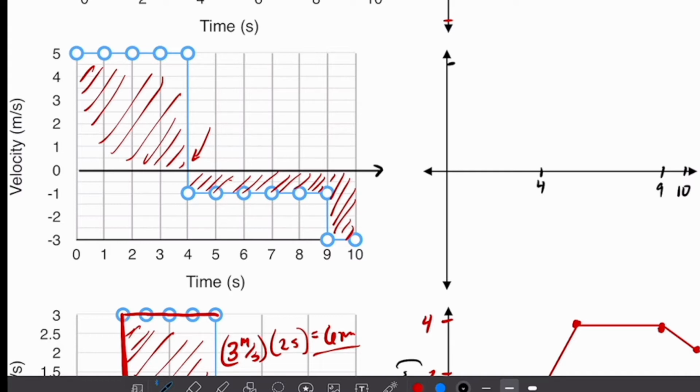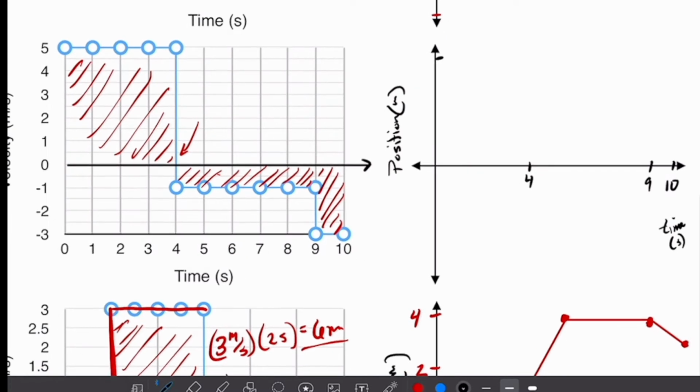Now, labels are important. When it comes to grading and receiving full credit, labels are important. You neglect things like this at your own peril. So, I think it's time we can move forward now. Kind of figure out what happened.